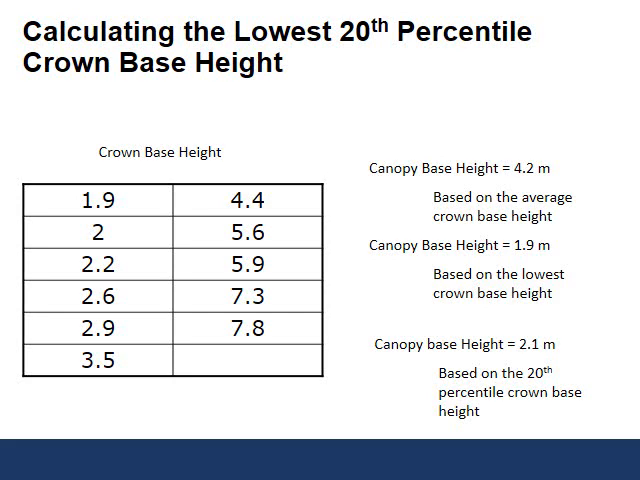So now let's compare the three methods we have used so far. You can see that the canopy base height was estimated as 4.2 meters using the average crown base height, 1.9 meters using the lowest crown base height, and 2.1 meters using the lowest 20th percentile crown base height. This is a fairly large range of values that can change model predictions quite a bit. Let's look at a couple more methods before moving on.